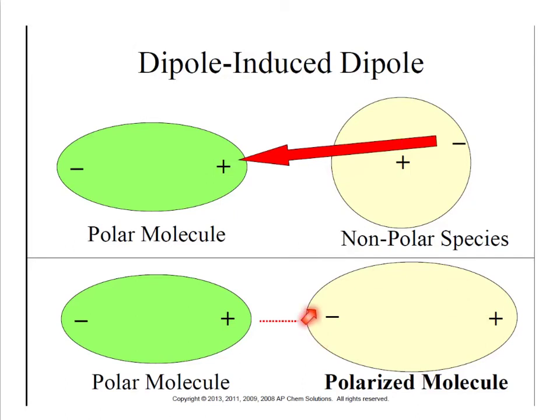So since the electrons are pulled to this side, we're going to get an area with higher electron density and an area with lower electron density. What that is then is a dipole. And so we have a polar molecule that's inducing a dipole over here, creating a polarized molecule. As a result, we get a weak intermolecular force between the polar and the induced polarized molecule.